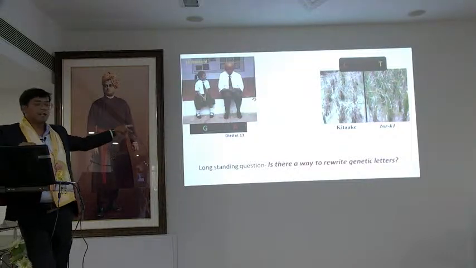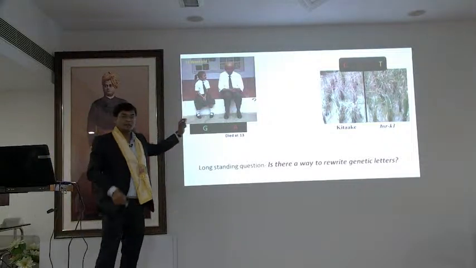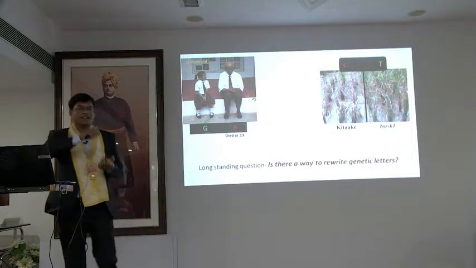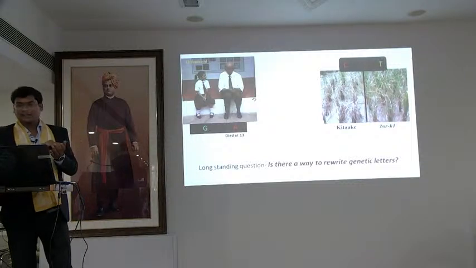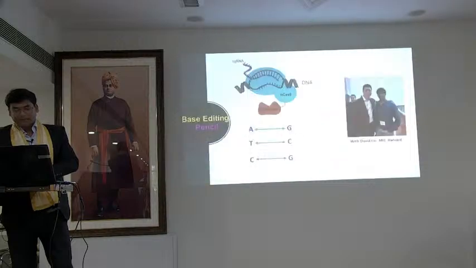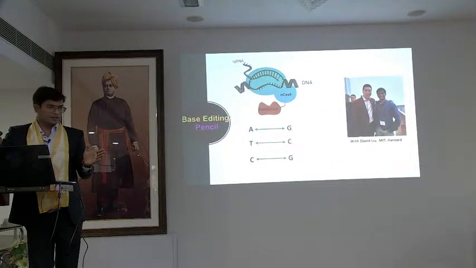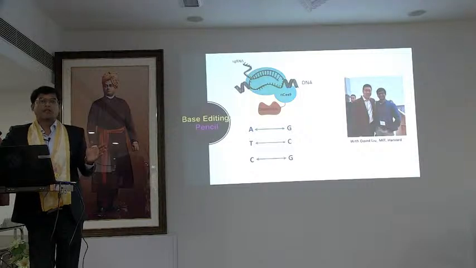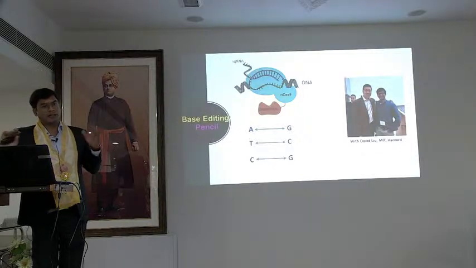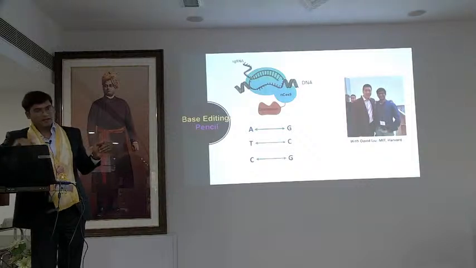You need replacement. Wrong should be replaced with new. So you need a pencil to erase the wrong letter and then write the right letter, okay? This is the pencil. The technology is called base editing technology, which acts as a pencil, which has a rubber to erase the old wrong letter, and then with the lead you can write the right letter.